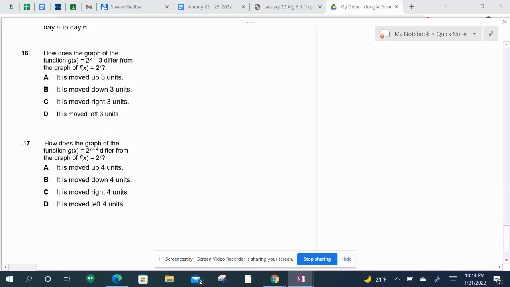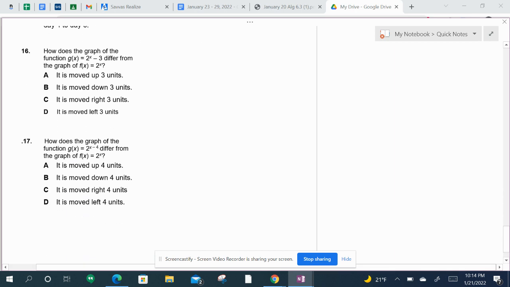All right, our last 2 deal with our transformations. So it says, how does the graph g of x equals 2 to the x minus 3 differ from f of x equals 2 to the x? So the -3 is what's different. If you'll remember, when we subtract a number at the end, that tells me whether I'm going up or down. And because it's a subtraction problem, this one is moving down 3 units.